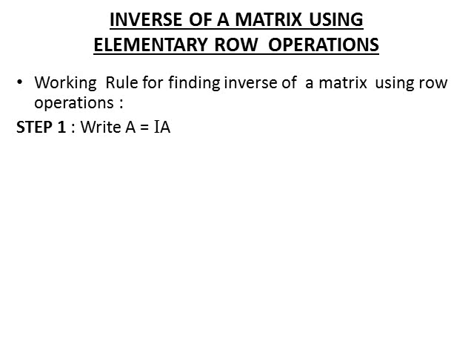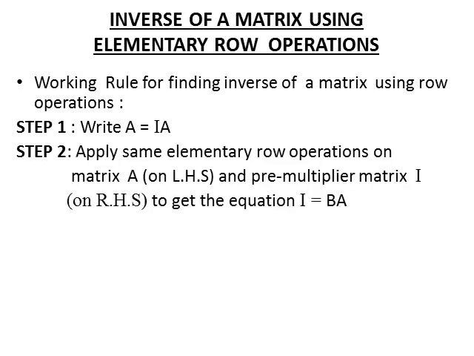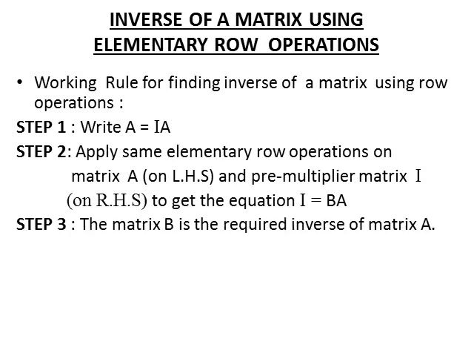In step 1, we write the matrix equation A equals product of matrix I and A. Step 2. Apply same elementary row operation on matrix A of left hand side and pre-multiplier matrix I of right hand side to get the equation I equals BA. Step 3. The matrix B is the required inverse of matrix A.